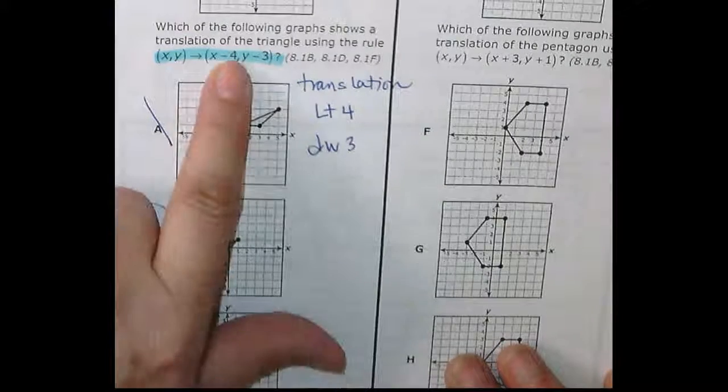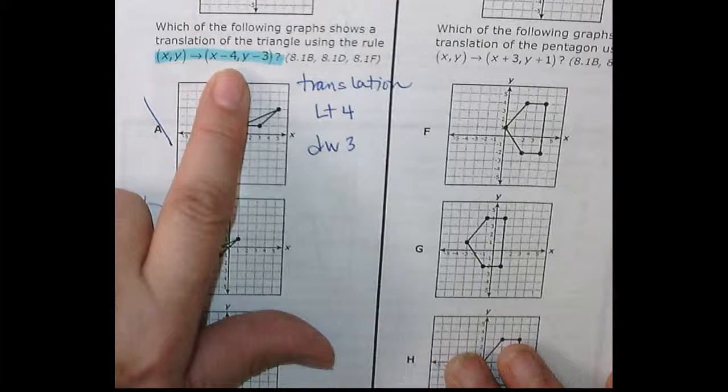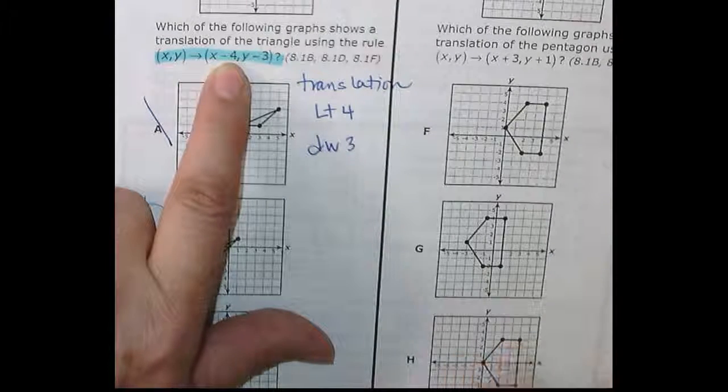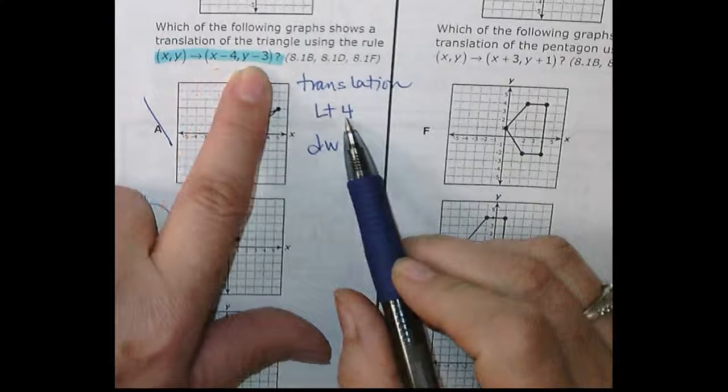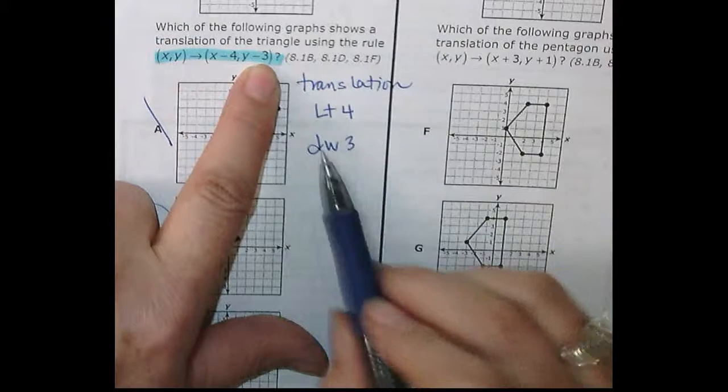Like this one here talks about, see that right there? What does that mean? So on the x-axis go left 4. Left 4. On the y-axis go down 3. Down 3.